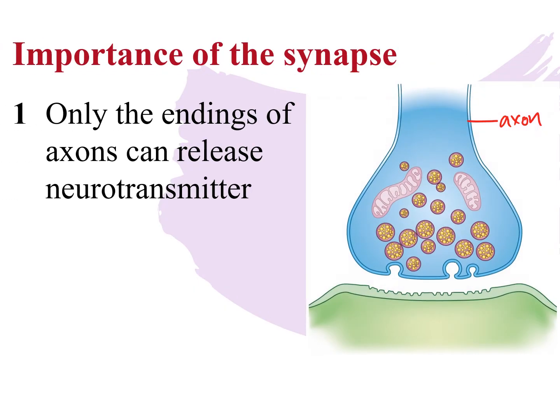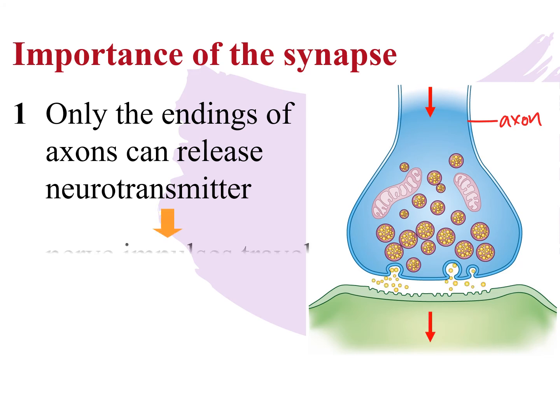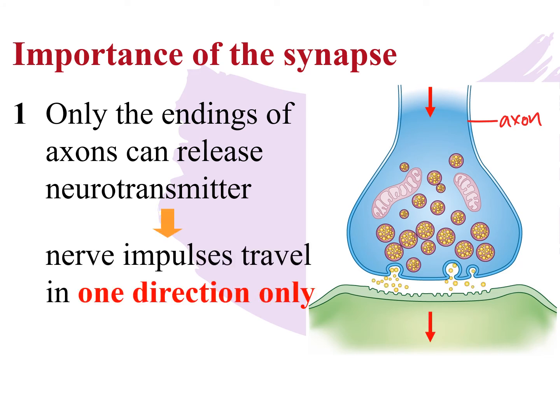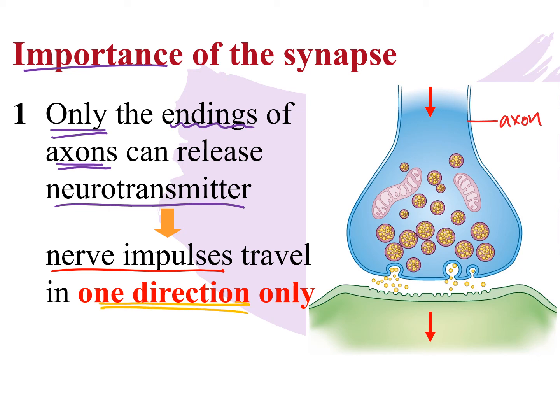What is the function of having a gap between neurons? What is the importance of having synapse? This is to make sure only the ending of axon can release the neurotransmitter so that the nerve impulse will travel only in one single direction.